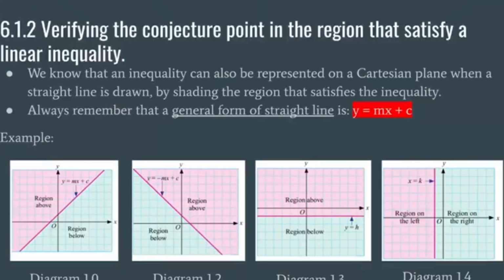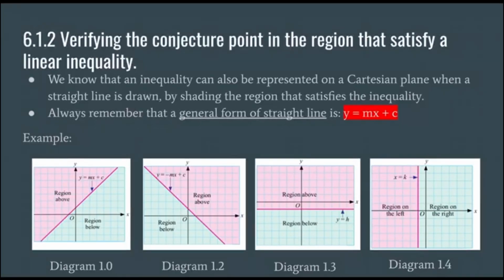Move on to the next subtopic, 6.1.2, verifying the conjecture point in the region that satisfies a linear inequality. We know that an inequality can also be represented on a Cartesian plane when a straight line is drawn by shading the region that satisfies the inequality.